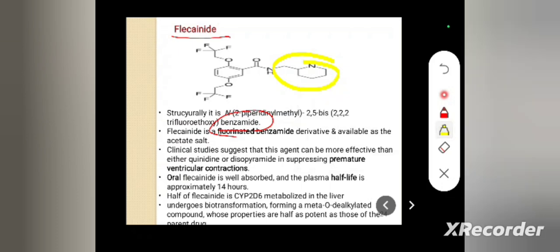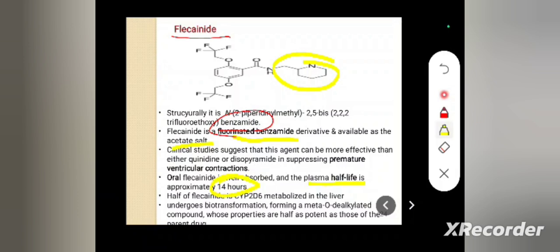Flecainide is a fluorinated benzamide derivative available as an acetate salt. Clinical studies suggest that this agent can be more effective than either quinidine or disopyramide in suppressing premature ventricular contraction. Oral flecainide is well absorbed and the plasma half-life is approximately 40 hours. Plasma half-life, that is 40 hours.